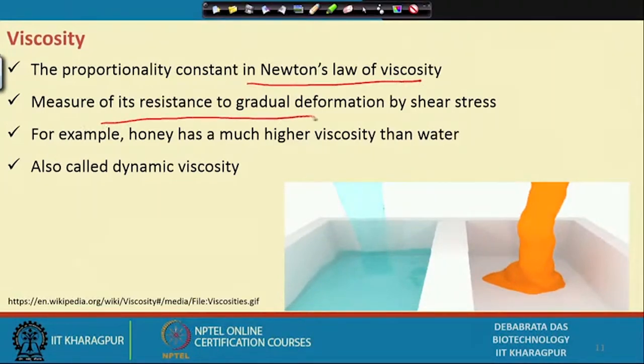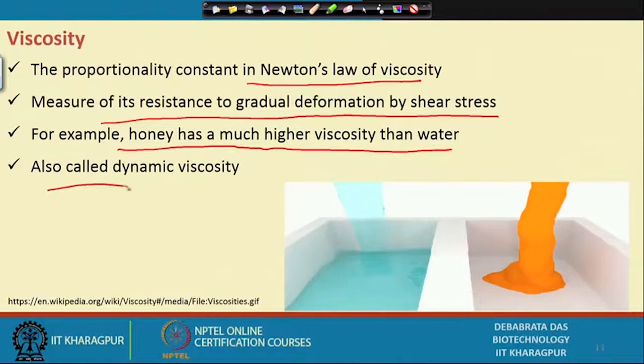It is a measure of resistance to gradual deformation by shear stress. For example, honey has much higher viscosity than water, and also has dynamic viscosity. So if you look at the pouring of water, this is water and this is honey. Am I right? The honey has higher viscosity, so it pours in a different way, and water is spreading very easily. So this is how we can explain that.